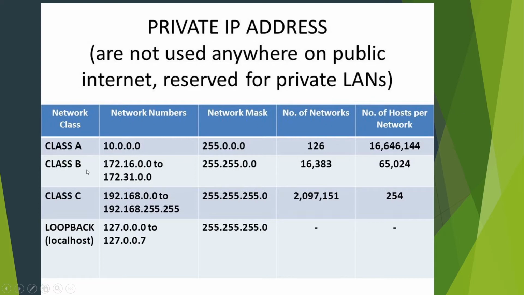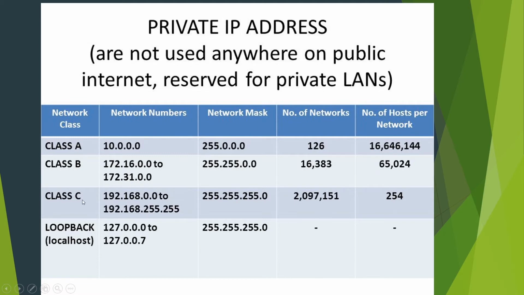Coming to class B, we have the private IP address range from 172.16.0.0 to 172.31.0.0. Within this range you can assign class B IP addresses to your local network computers, and the default subnet mask for the class B range is 255.255.0.0. Don't worry about this net mask, we will cover everything in the next slide. The number of networks is 16,000 and the number of hosts is 65,000.